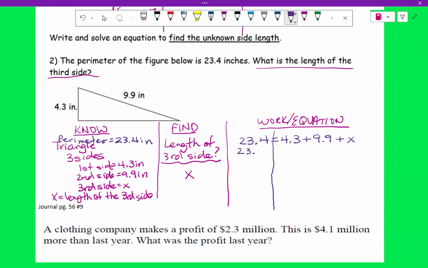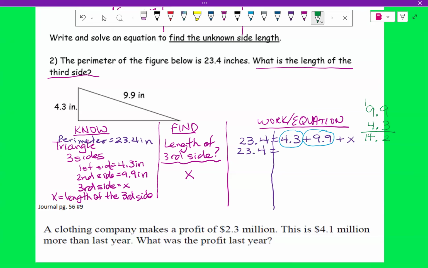So we have 23 and 4/10. Now, before we start using inverse operations here, we're going to want to combine our like terms. So we're going to add 4 and 3/10 and 9 and 9/10. And you can do that little bit of work over here on the side. 9 and 9/10 plus 4 and 3/10. We have 12, carry the 1.